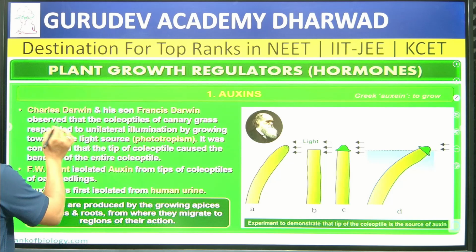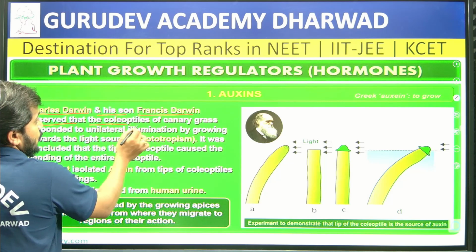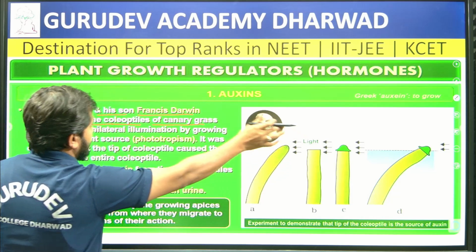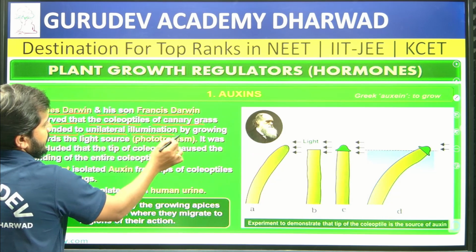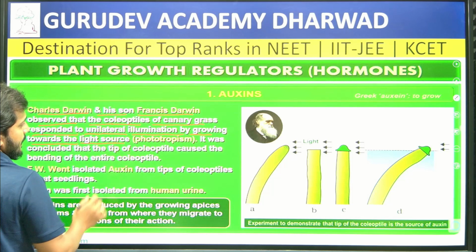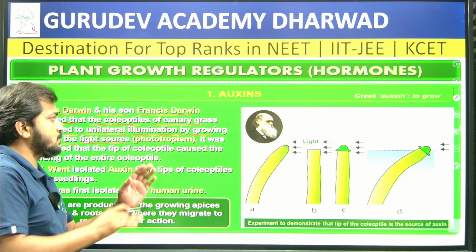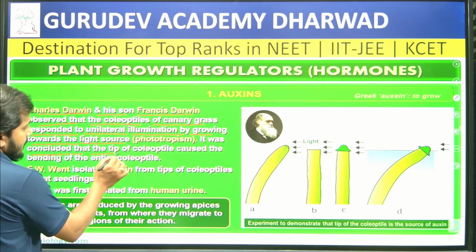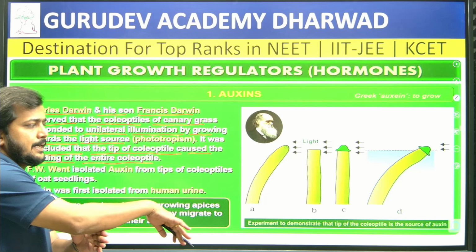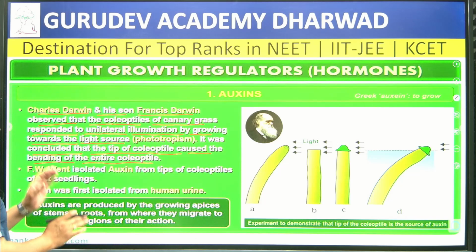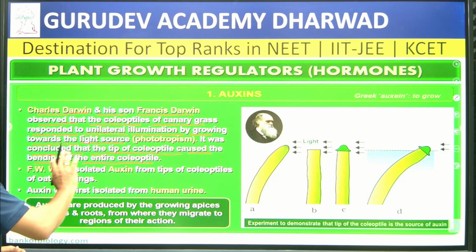If you look at it, Charles Darwin and his son Francis Darwin observed that the coleoptile of canary grass, the tip of this canary grass, responded to unilateral illumination by growing towards the light source. It was concluded that the tip of the coleoptile caused the bending of the entire coleoptile, as it started moving towards light, and that movement we call phototropism with respect to light.